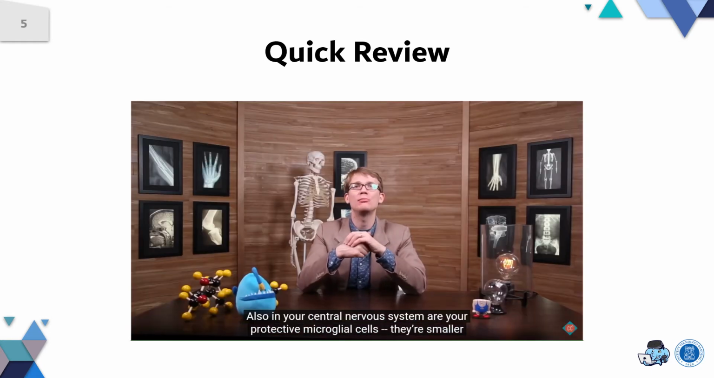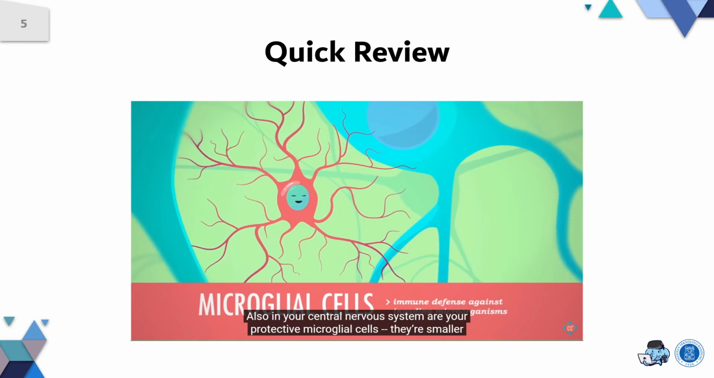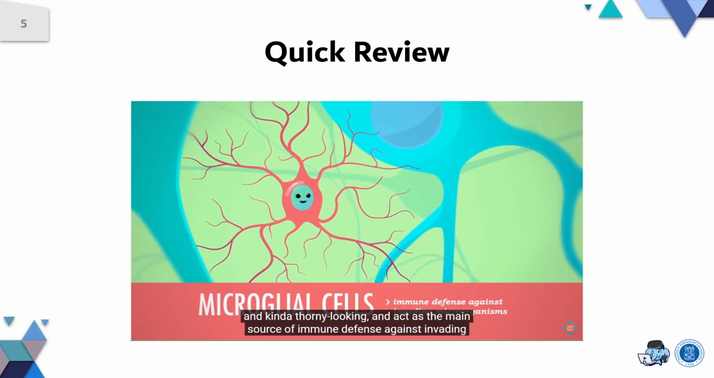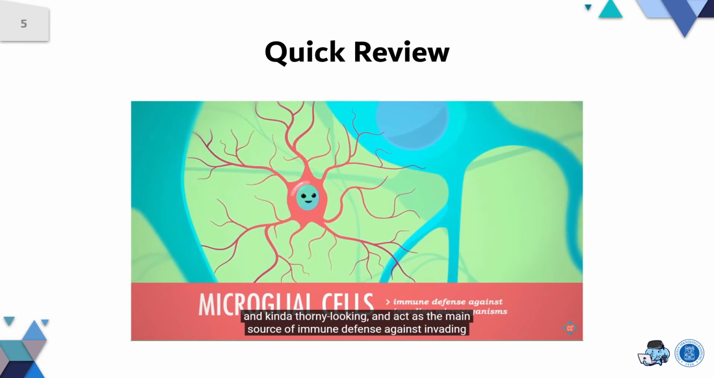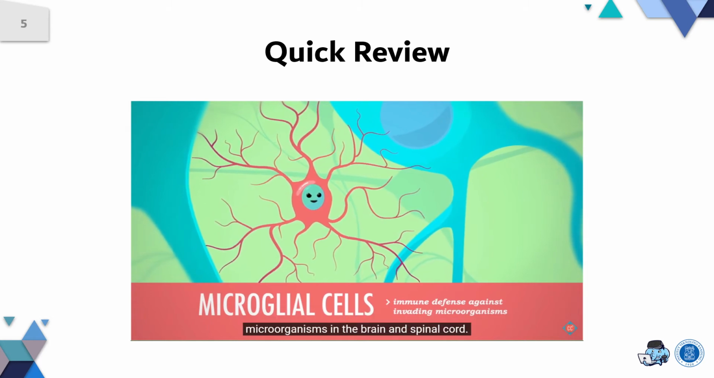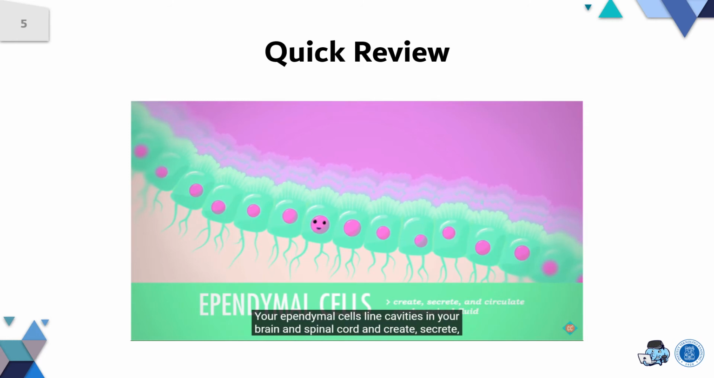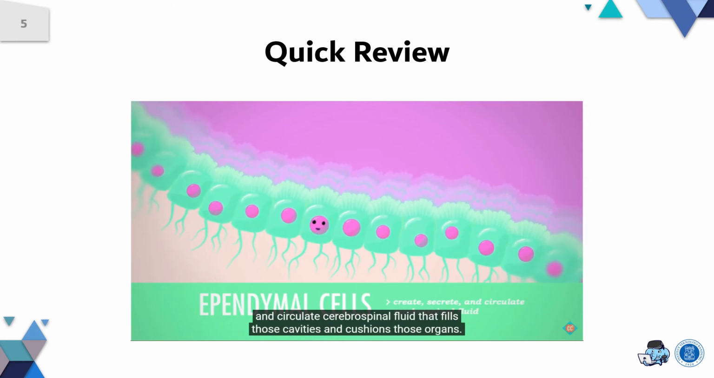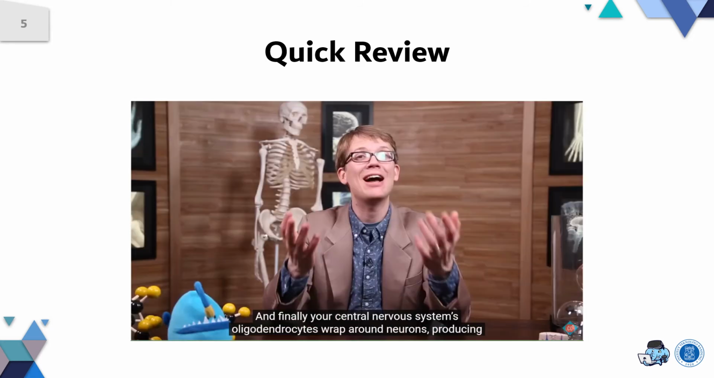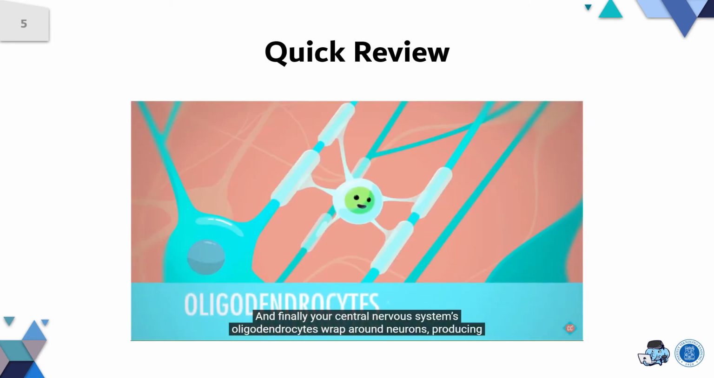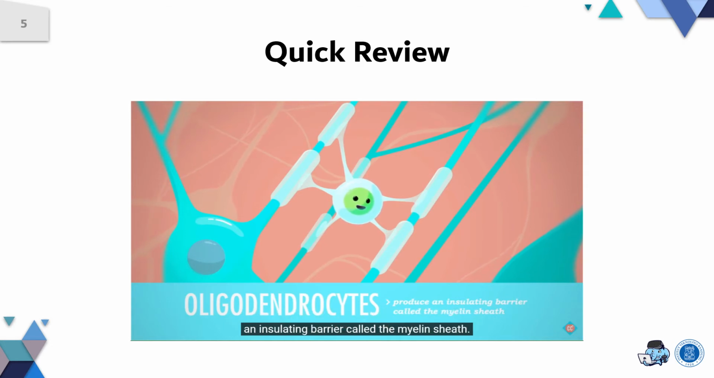Also in your central nervous system are your protective microglial cells. They're smaller and kind of thorny looking and act as the main source of immune defense against invading microorganisms in the brain and spinal cord. Your ependymal cells line cavities in your brain and spinal cord and create, secrete, and circulate cerebrospinal fluid that fills those cavities and cushions those organs. And finally, your central nervous system's oligodendrocytes wrap around neurons, producing an insulating barrier called the myelin sheath.